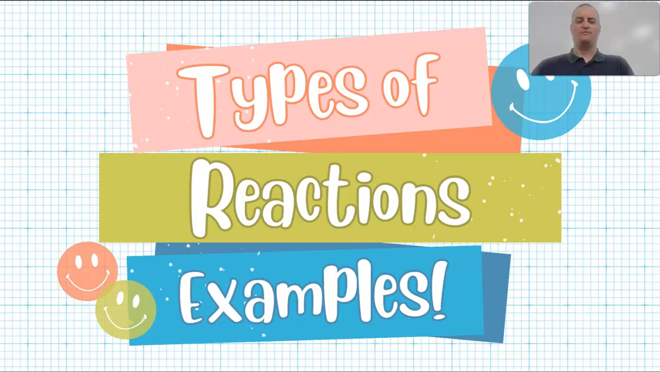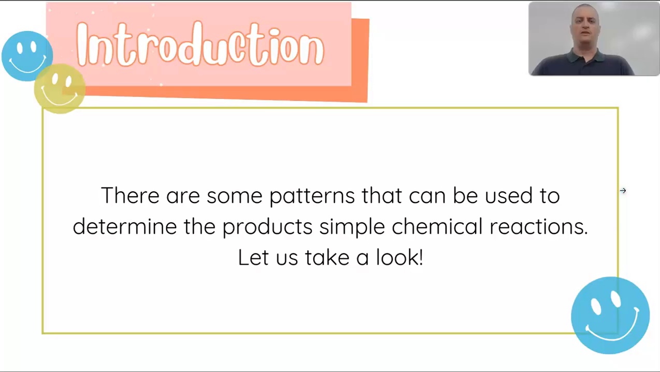Hey, welcome to Types of Reactions and some examples. We're going to jump right into it so we can get started on understanding how these all work. So these are some patterns that can be used to determine the products of simple chemical reactions. There's many others as you go throughout chem, but we're just looking at a few to give us an idea of how to predict products.